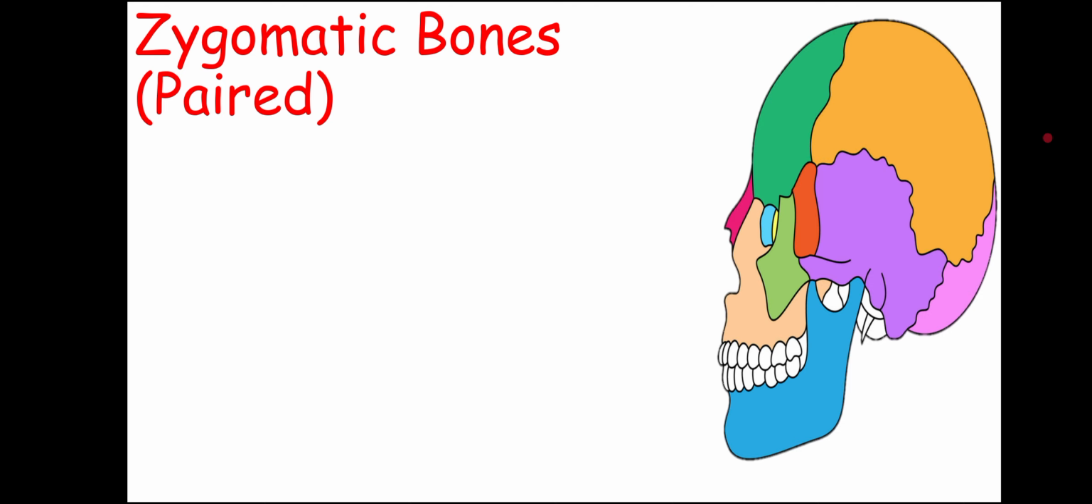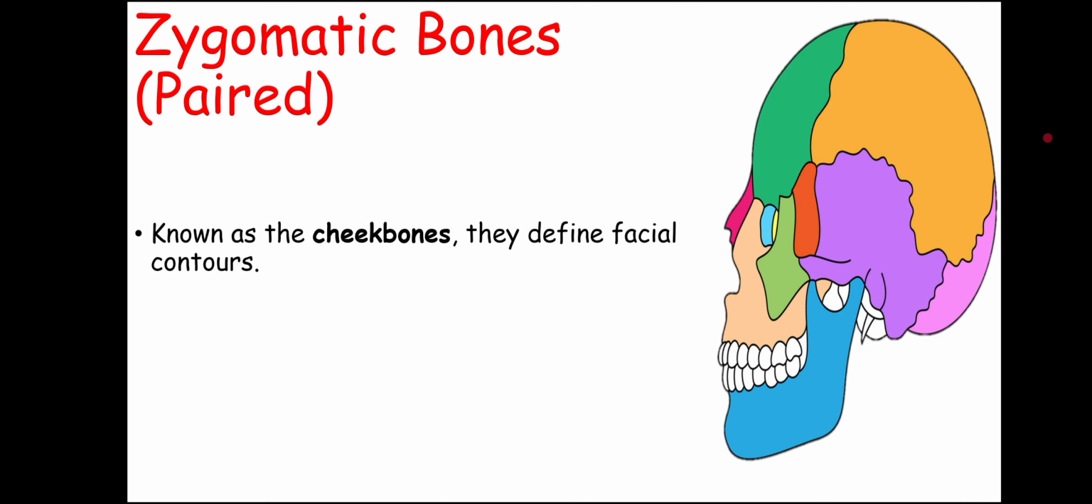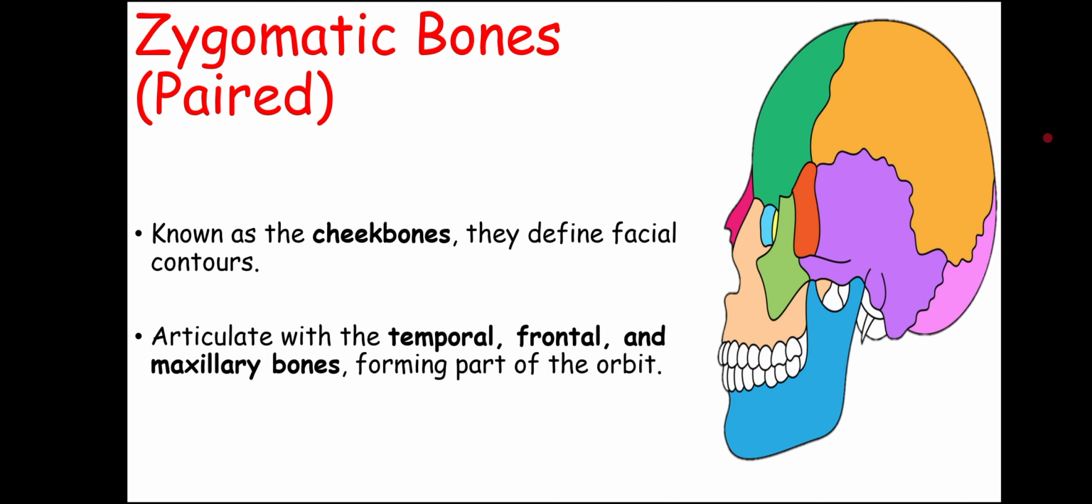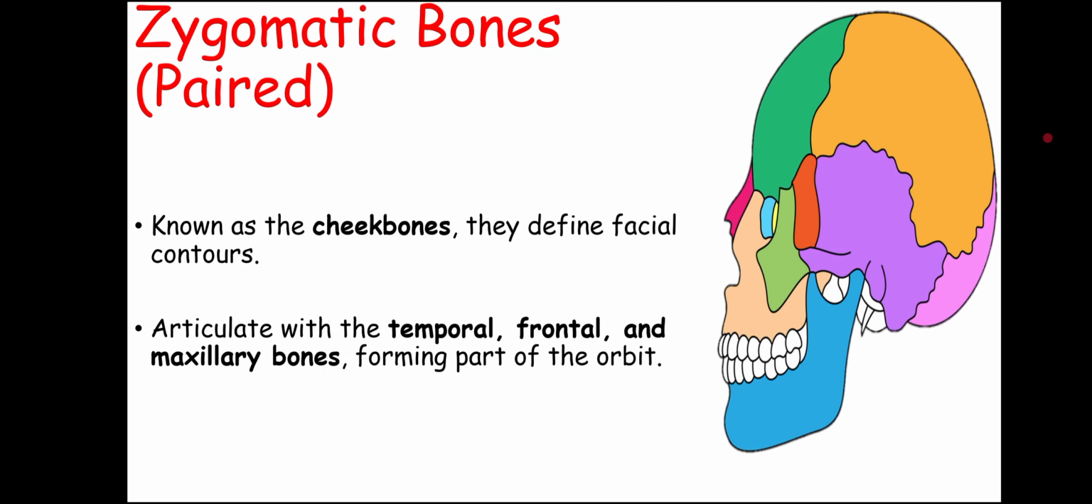Next bone of the facial skeleton we are going to talk about is zygomatic bone. That is paired bone. That means there will be two bones in every facial skeleton. They are also known as cheekbone and they define facial contours. They articulate with the temporal, frontal and maxillary bone forming part of the orbit.